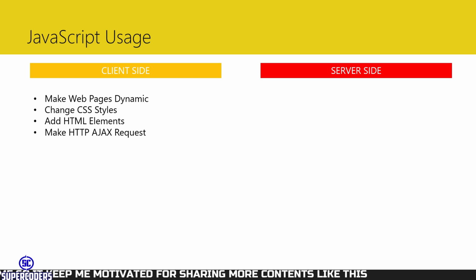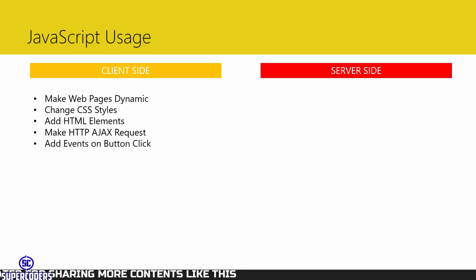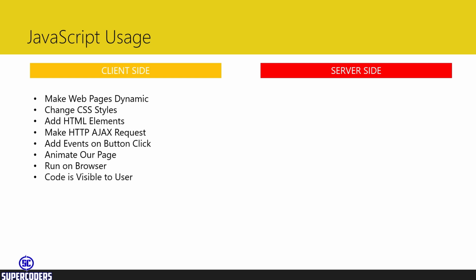Then making AJAX requests: without a page refresh, we can load data from the server using AJAX. Then adding events on buttons, like if clicking a button hides some elements or shows some elements. This is done using our JavaScript code. We can also animate our page, like moving loaders. Such things come from JavaScript. JavaScript runs on the client side in the browser, so the code is visible to the user. Since the code runs on the client side, the user can view the JavaScript code.